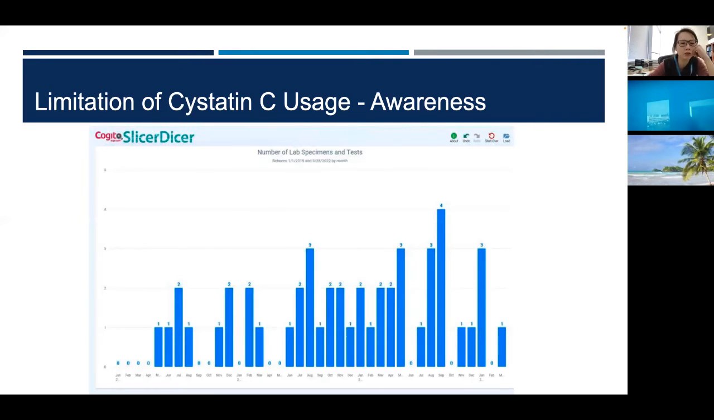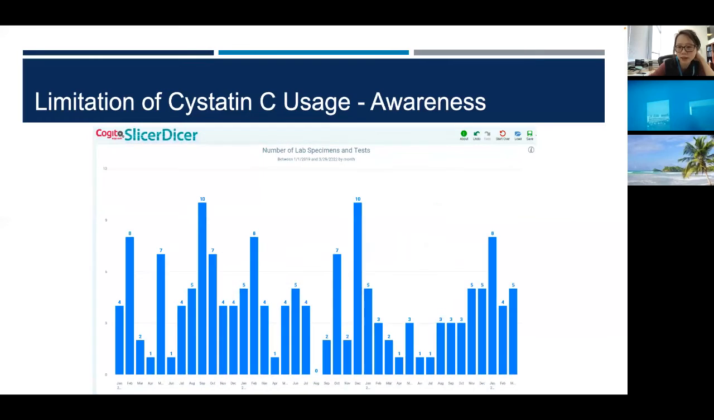And I did a quick Slicer Dicer to figure out how many Cystatin C have been ordered at the Lowry Internal Medicine Clinic. I looked between January 2019 and March of this year, a 38-month period. There's a total of 47 Cystatin C that were ordered by all the providers at the Lowry Internal Medicine Clinic. In the same time period, there's a total of 143 BNP, CNP, or renal function panels ordered. So the frequency of ordering Cystatin C is about a third compared to ordering of these other tests that have serum creatinine. And I looked at our own clinic.